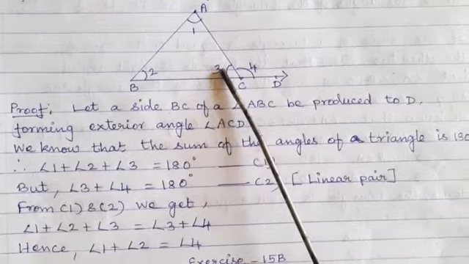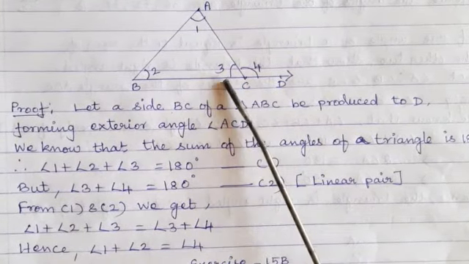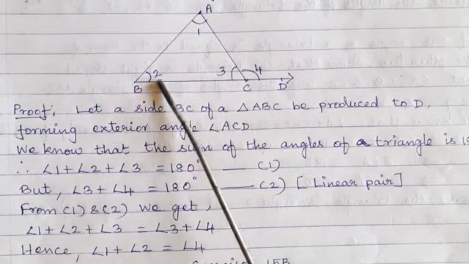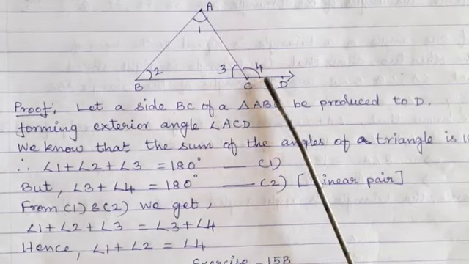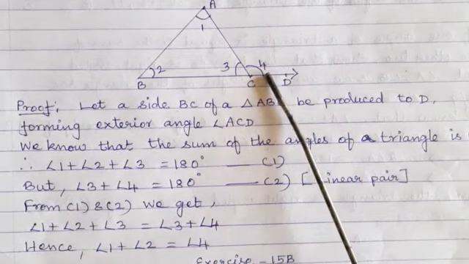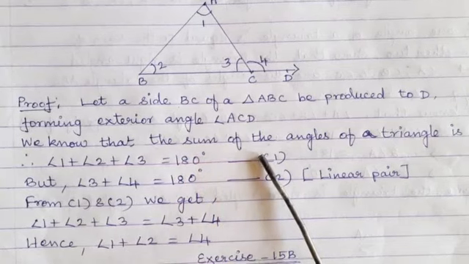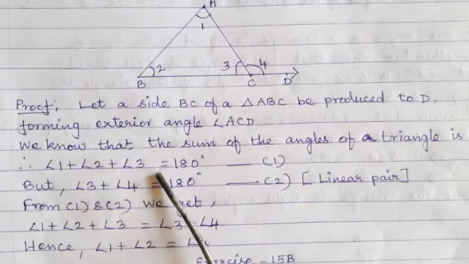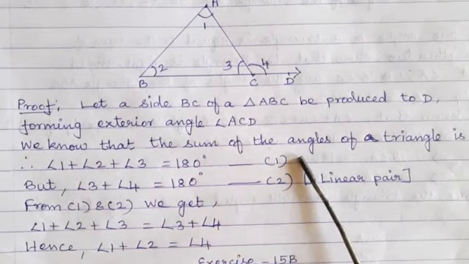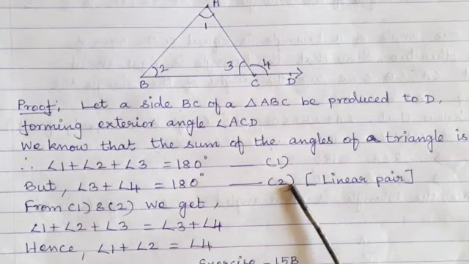But angle 3 plus angle 4 equal to 180 degree. The reason, you know, is linear pair. Rays standing on a line form a linear pair. Linear pair means the sum of the two angles is supplementary, 180 degree. So angle 1 plus angle 2 plus angle 3 equal to 180 degree is equation number 1. Angle 3 plus angle 4 equal to 180 degree is equation number 2.